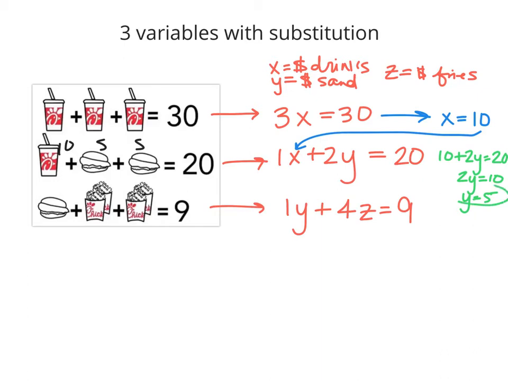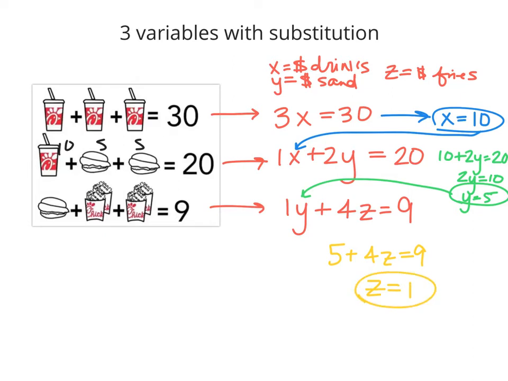Well, now I know the cost of X and Y, so I can use those to find this last variable Z. So if I plug Y in, that's going to give me, let's see, 5 plus 4Z equals 9, which just by common sense means that z must be 1. All right, so that's an example of substitution.